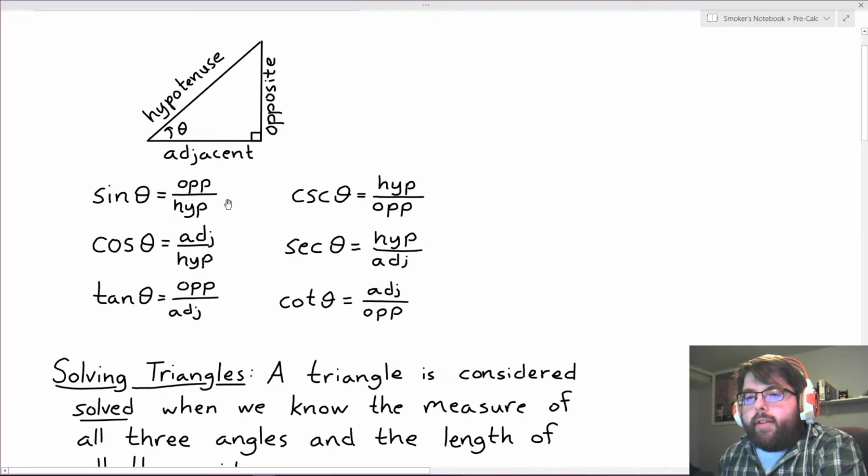And then once we have one side, we can use a trig function, depending on the side they give us, fill in the angle and fill in the side we know to solve for the third side. And we can do that twice, using two different trig functions, to find the other side.